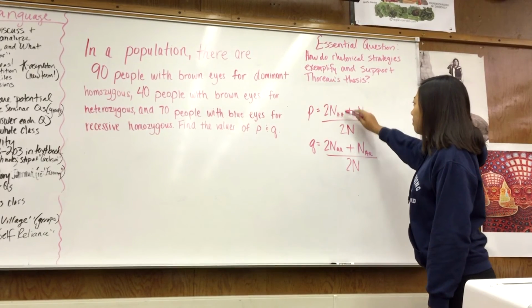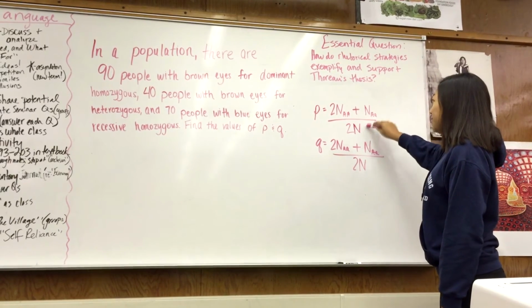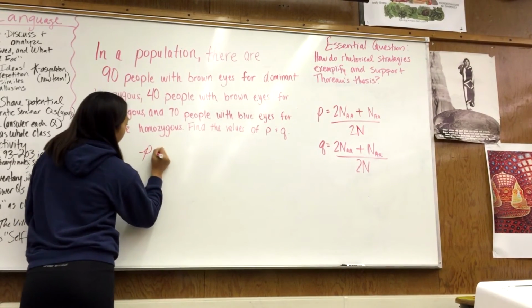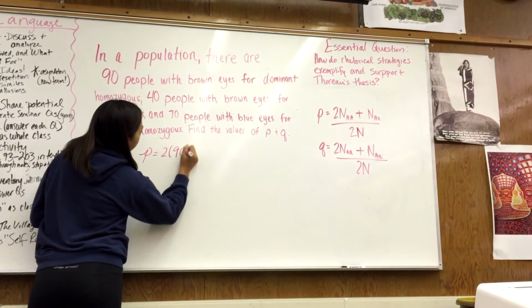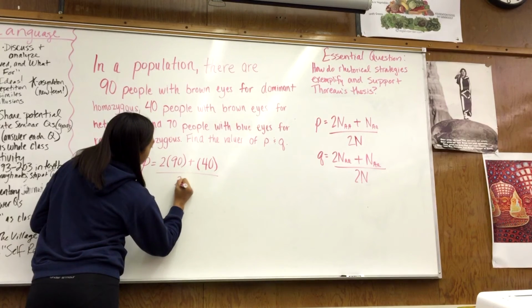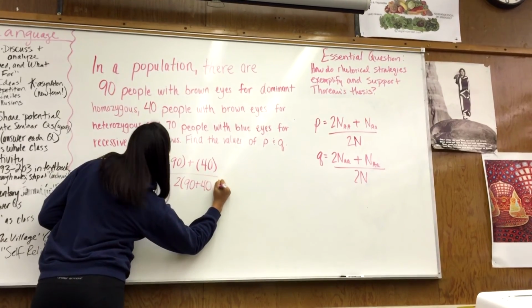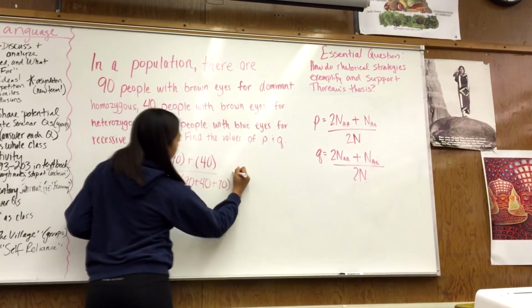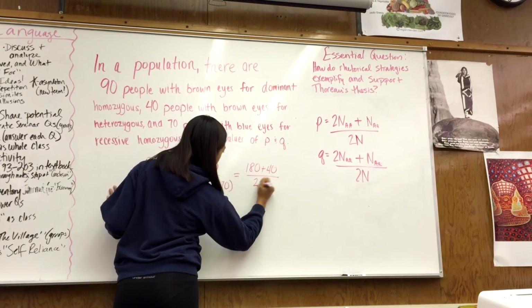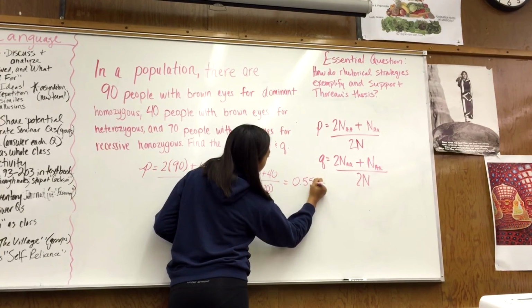You'd use 2 times the number of homozygous dominant plus the number of heterozygous, over 2 times the whole population. So for the value of p, we would have 2 times 90 plus 40, over 2 times the entire population, which is 90 plus 40 plus 70. Overall we have 180 plus 40 over 2 times 200. The value is 0.55 once you plug it into the calculator.